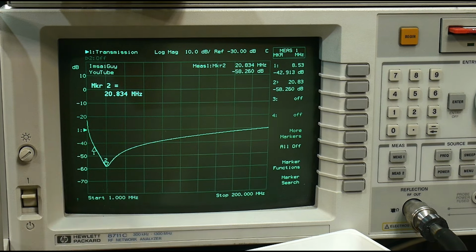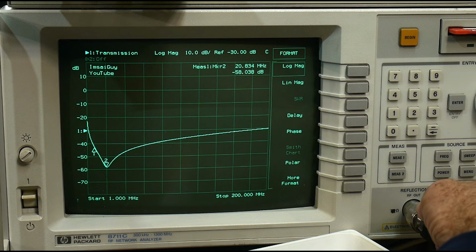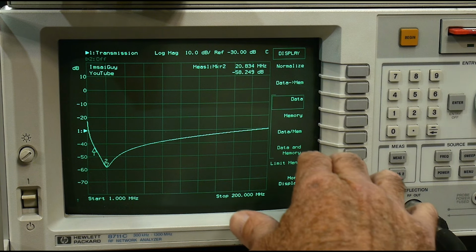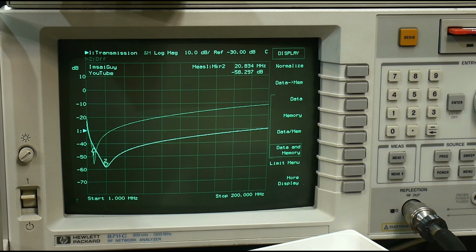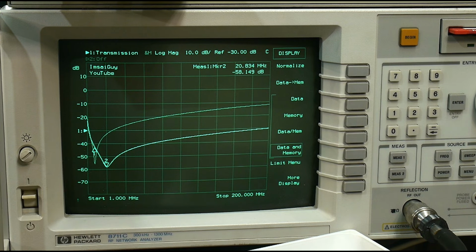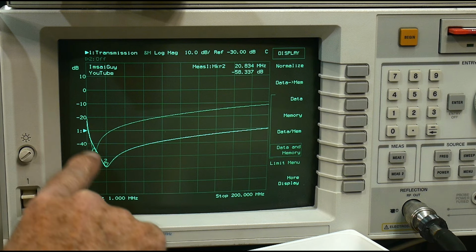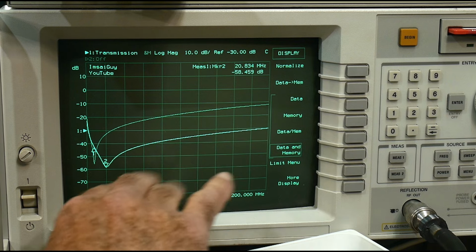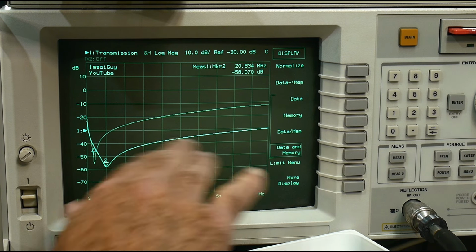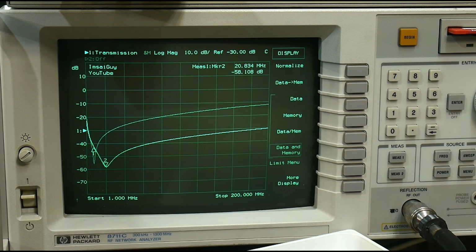Yeah, there. So let's take a look at both of them at the same time. Data, and memory. That one. There you go. So there's both together. You can see there's a huge difference there. We get this extended frequency response, plus even out at higher frequencies, there's not much inductance there, so it stays low. So, yep, surface mount's the way to go.